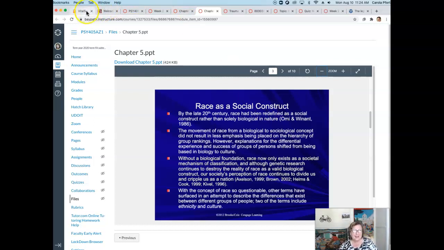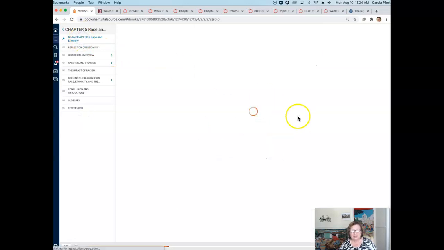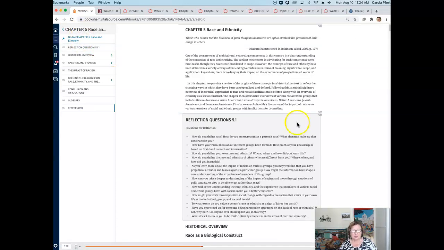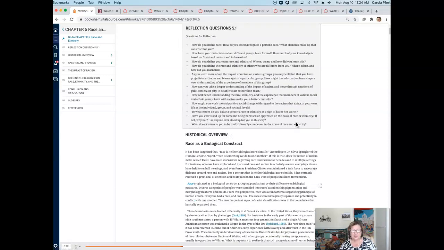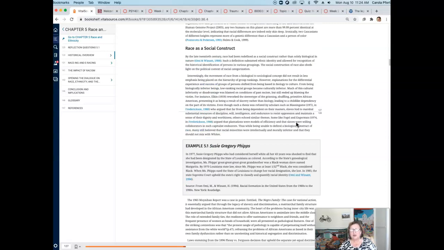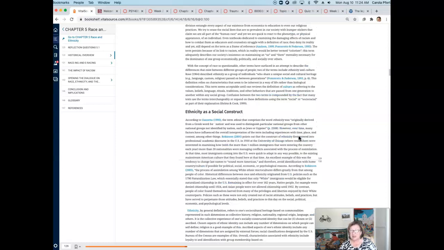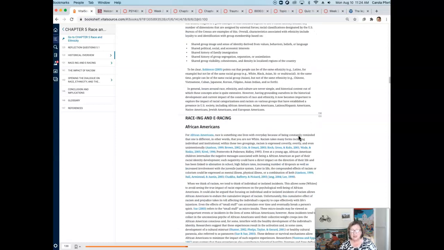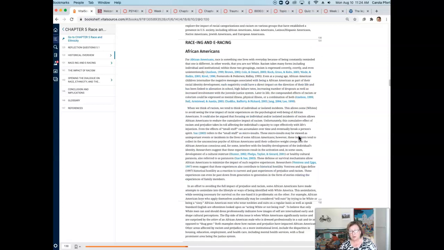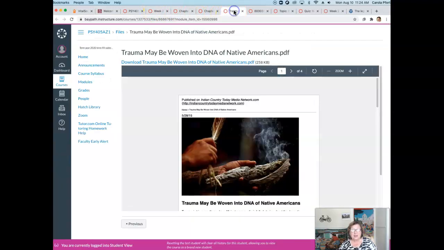And so when we're looking at readings in chapter 5, let's take a quick look. Race and ethnicity. What do we get there? Here we get basic definitions and a historical overview of race and ethnicity. And then we're informed about the social construct of race. We go into ethnicity as a social construct. And we learn quite a bit about various ethnic groups. So that's pretty interesting.